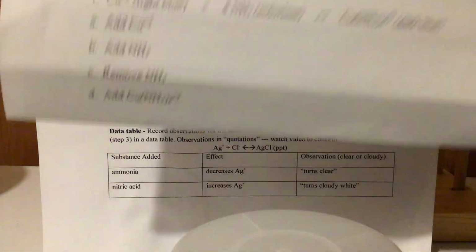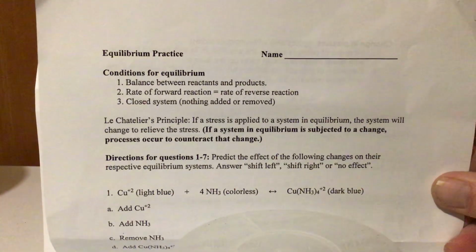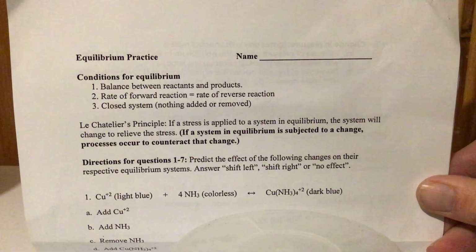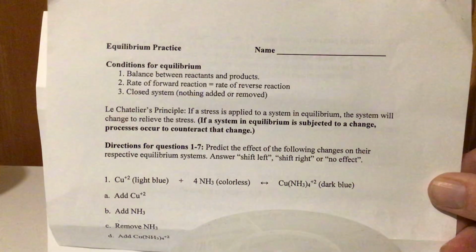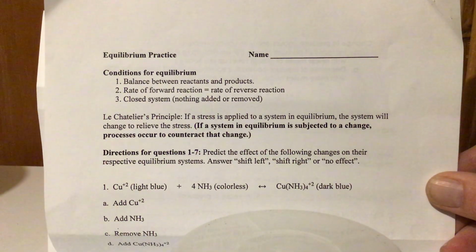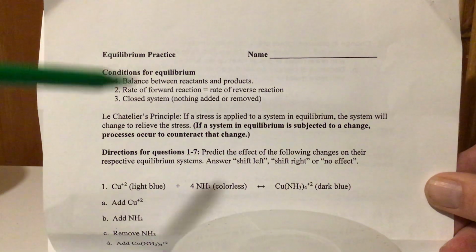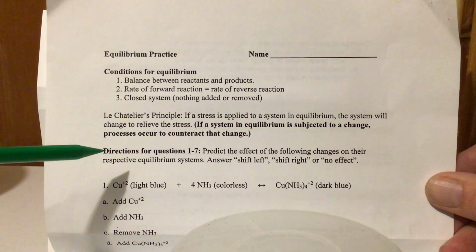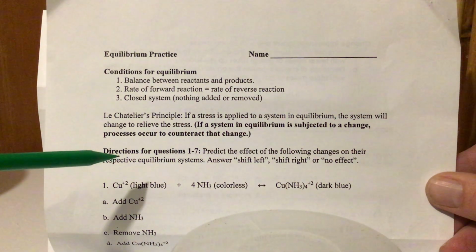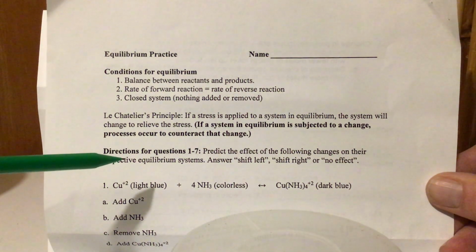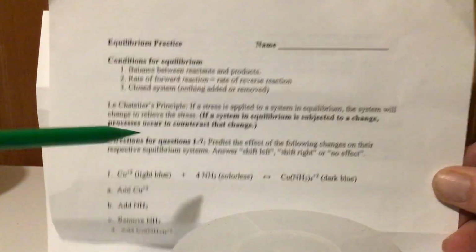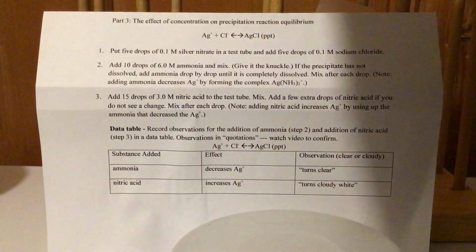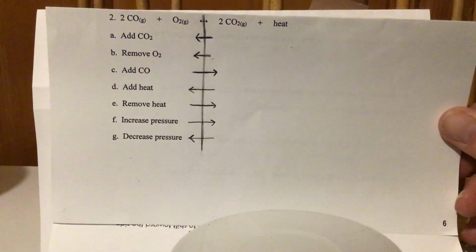And if I look at this, it says, this is page 6 of your homework packet. And it gives you LeChatelier's principle, and then it gives you some directions. It says, predict the effect of the following changes on the respective equilibrium systems. Answer shift left, shift right, or no effect. And I think I'm going to go right to question 2 for this and show us how we can do this actually pretty quickly once you can start predicting these things.